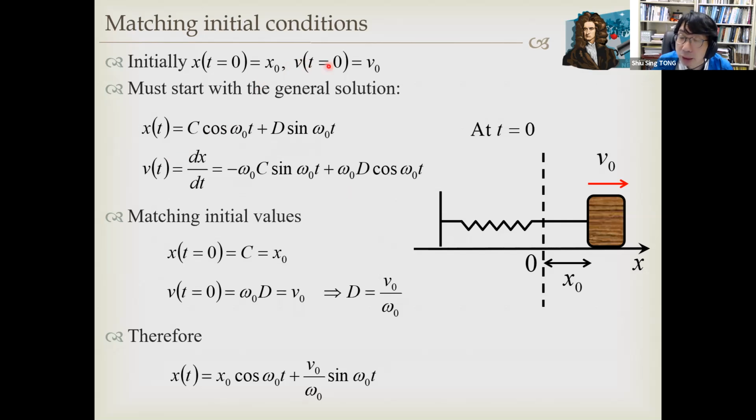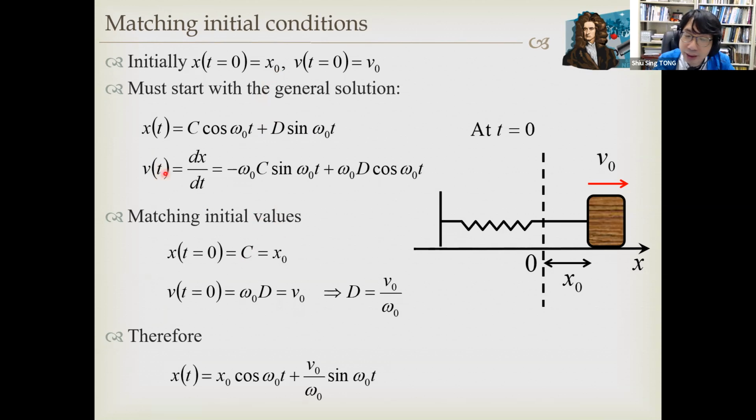Now, let's match the initial condition. The initial position can be found by putting t equal to 0 in this equation. When t is 0, sine 0 is 0. When t is 0, cosine omega naught t is 1, because the cosine function is largest at zero argument. So only the cosine term remains, and the cosine is 1. So we only have C. That means C is equal to x naught, the initial position.